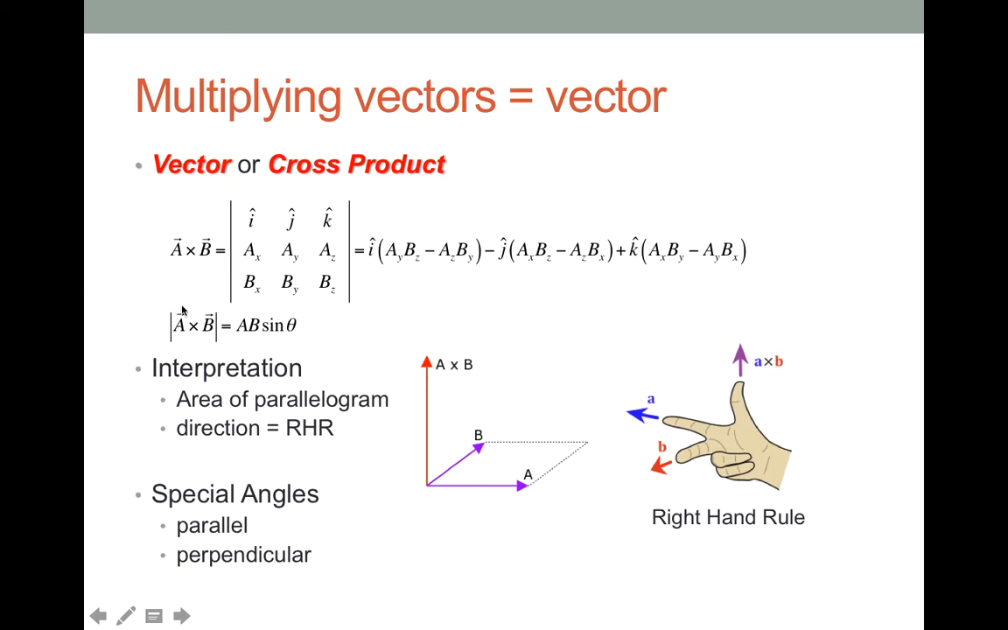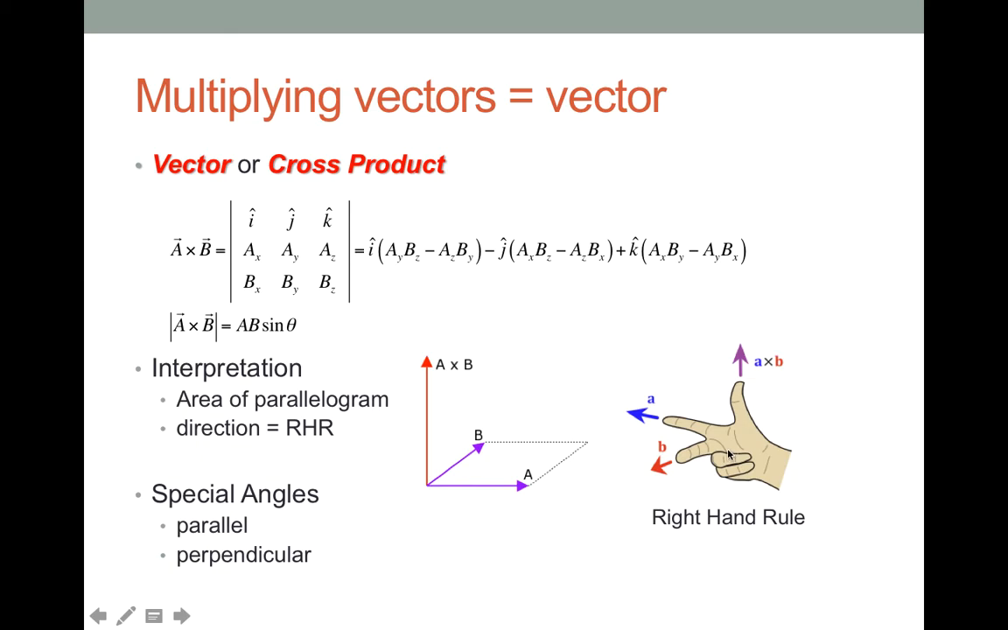We will not do that. We will simply take that the magnitude of the cross product is A times B times the sine of the angle in between them. Again, remember, this is the angle in between vectors A and B. One way to interpret this is that this product ends up being the area of the parallelogram formed by vectors A and B. The direction given by this formula can also be found by using what is known as the right-hand rule.